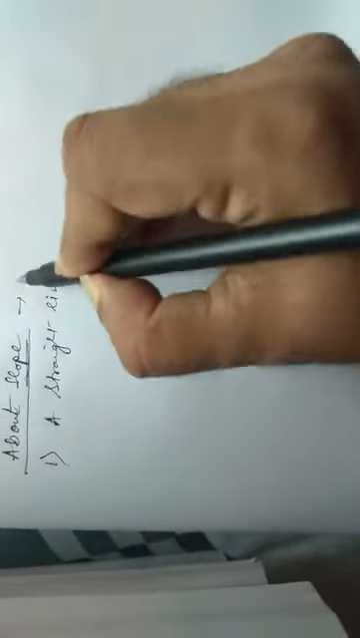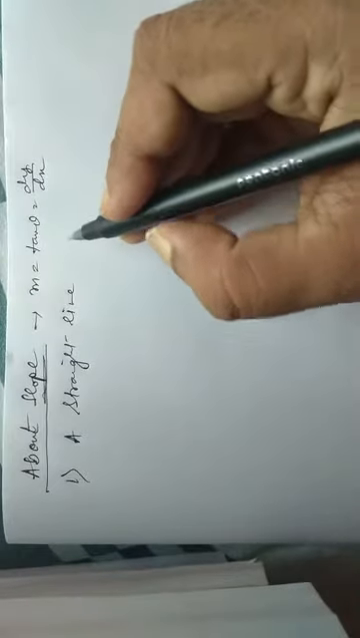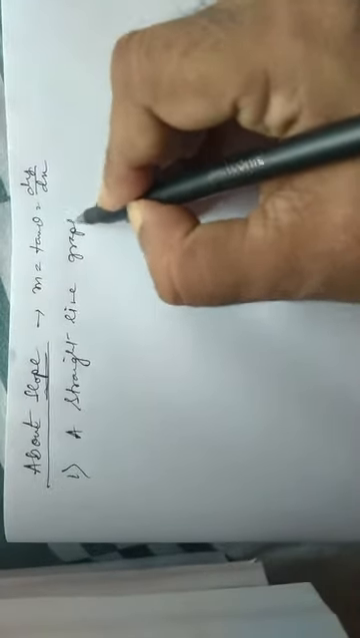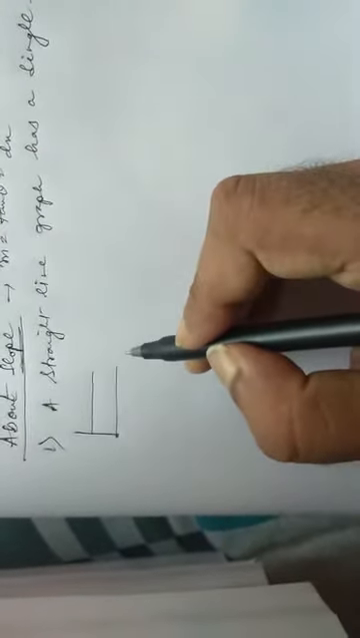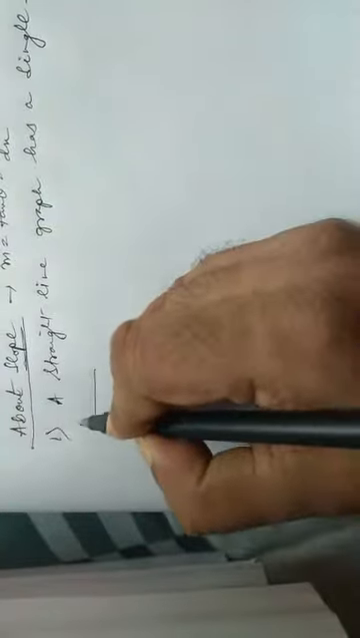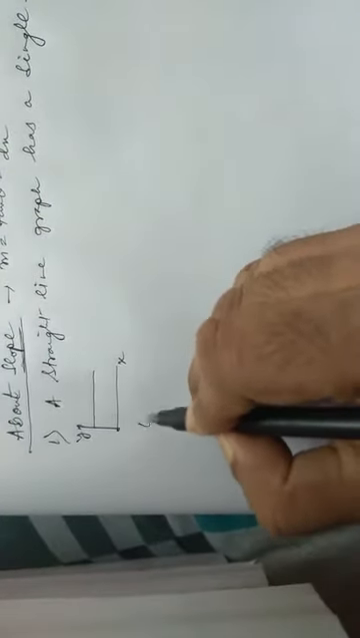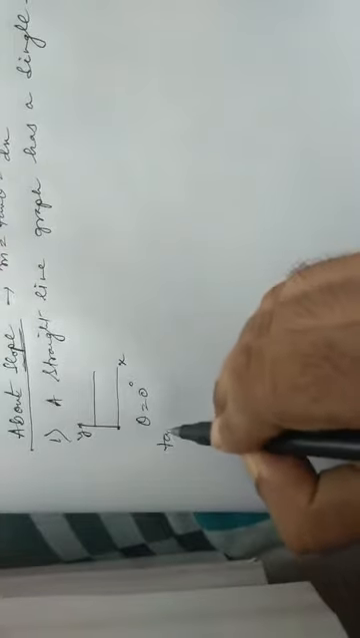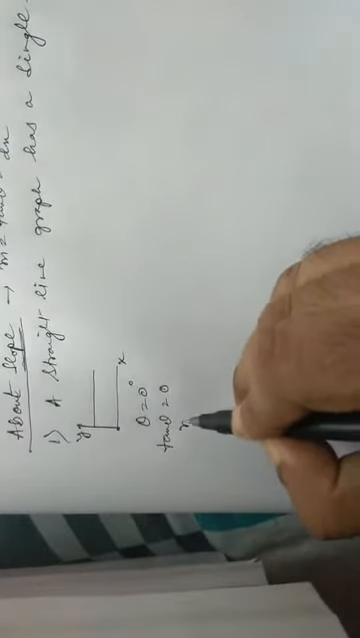We have studied earlier that m is equal to tan theta is equal to dy by dx. So a straight line graph has a single slope. If you take the graph of the form parallel to the x-axis, here theta is equal to 0, so tan theta is also equal to 0, that means slope is 0.